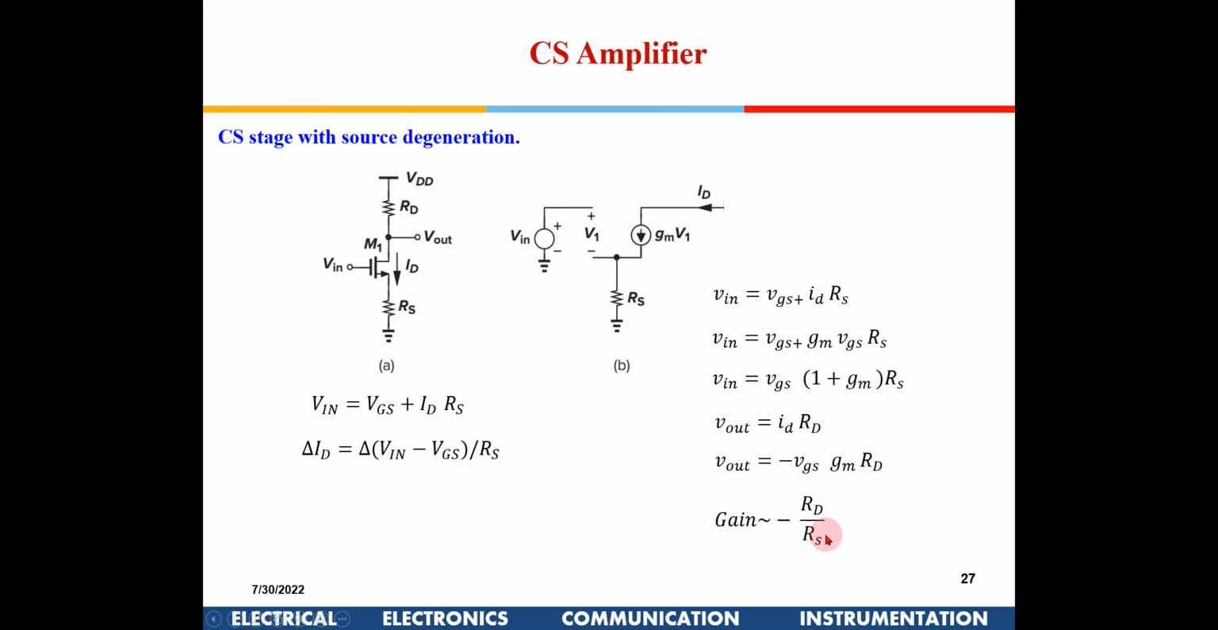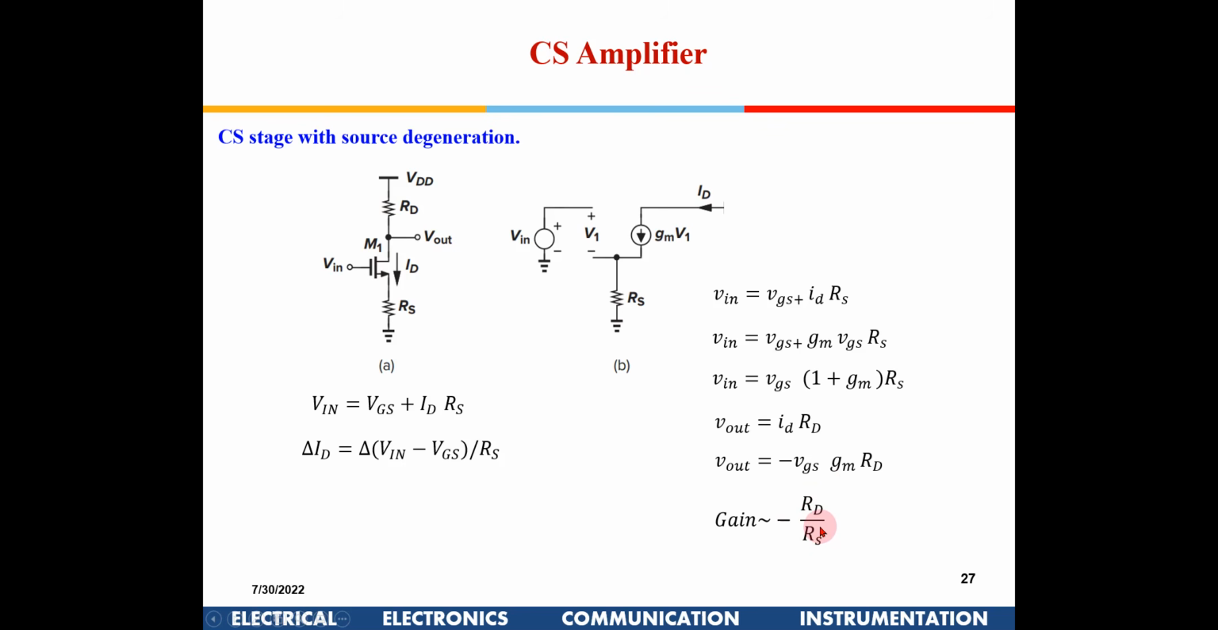Now if you see here, by putting an RS, my gain reduces. My gain reduces a lot. So this is not a very desirable thing. Although my bias stability has increased, my gain has reduced. So that is one drawback. Now how do we get the gain back to the previous value?